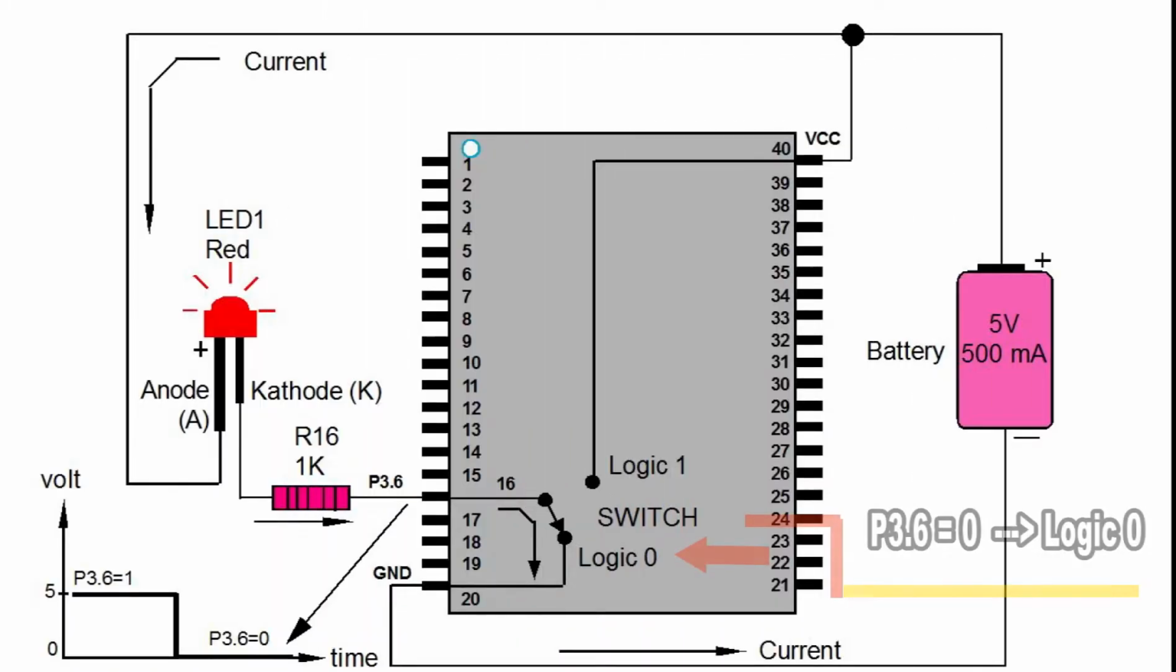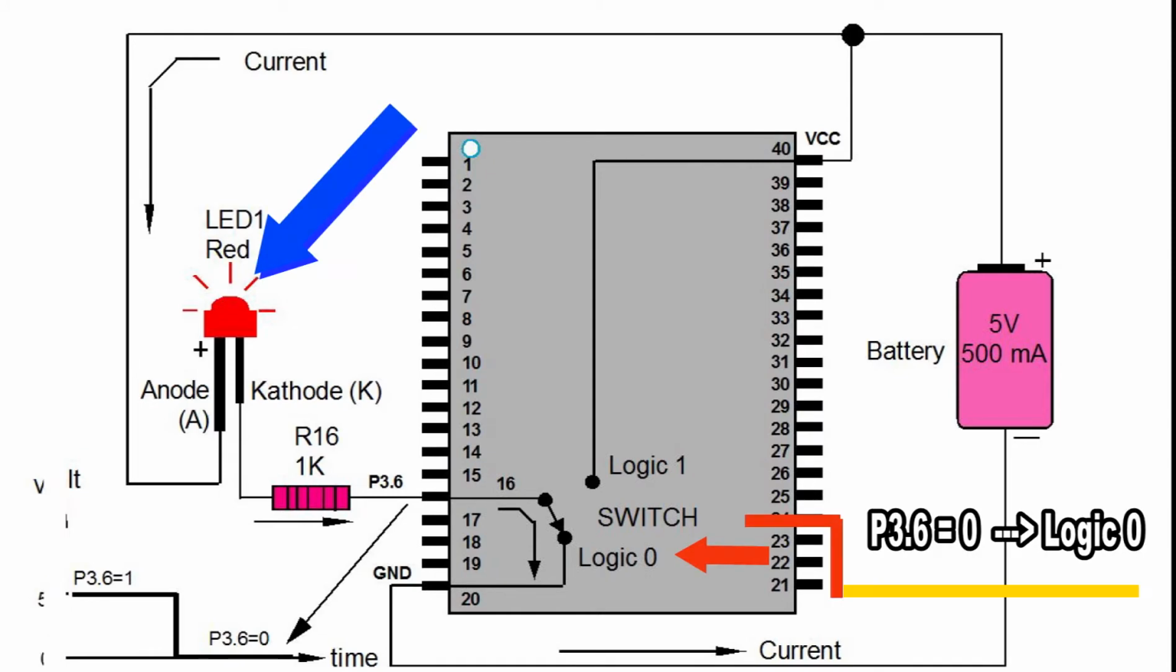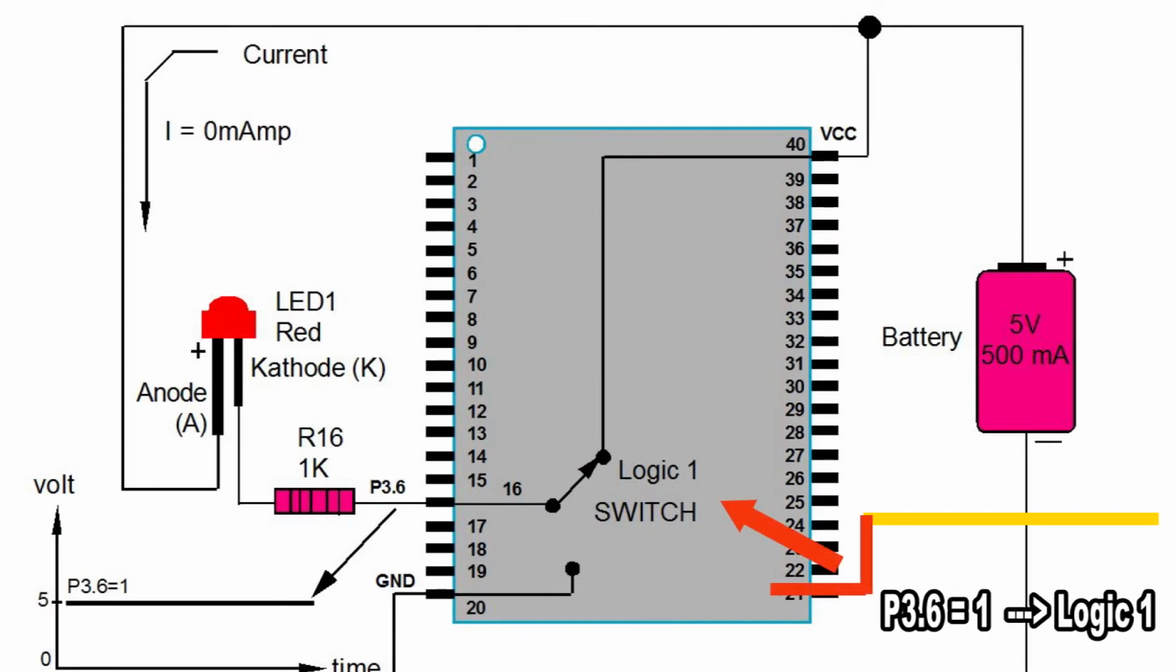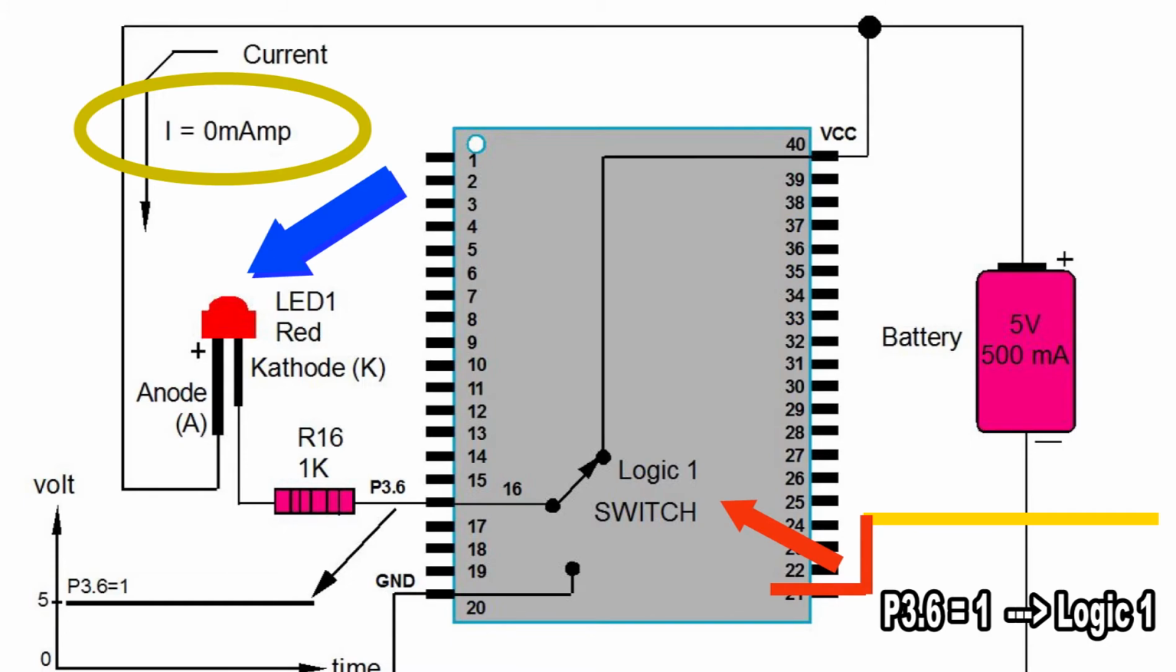When a logic 0 is instructed to the MCU by commanding P3.6 equal to 0, then the LED will light up, and when logic 1 is instructed by commanding P3.6 equal to 1, then the LED is turned off.